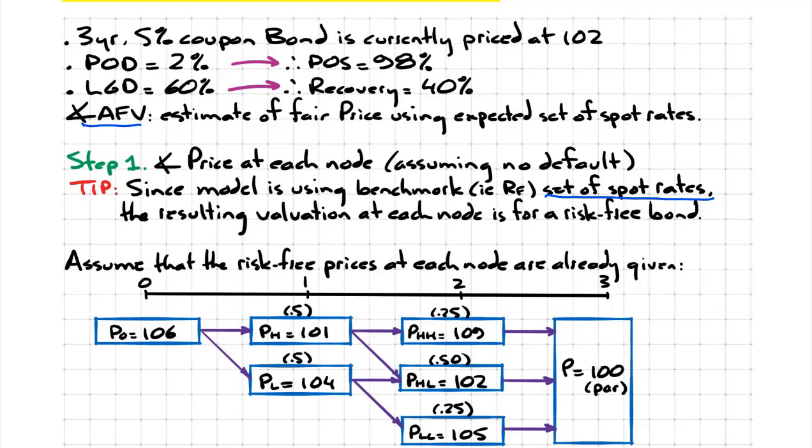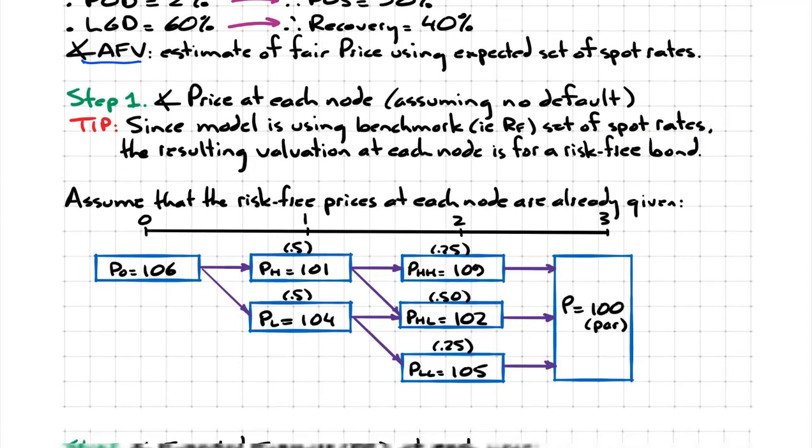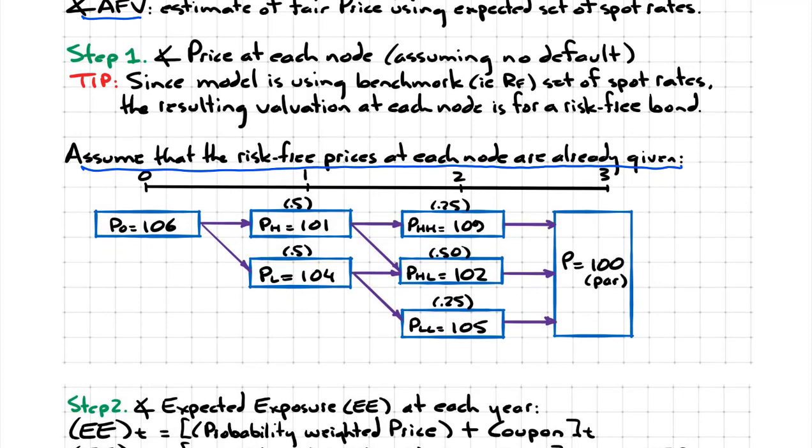All right, now what we're going to do is assume that the risk-free prices at each node are already given. So there it is, because it's very time-consuming, ladies and gentlemen. I don't think on the exam you'll be asked to calculate the price at each node and at the end find out what the credit valuation allowance is. So we'll just take these as given. So here are the prices.